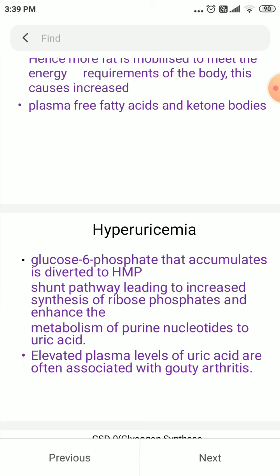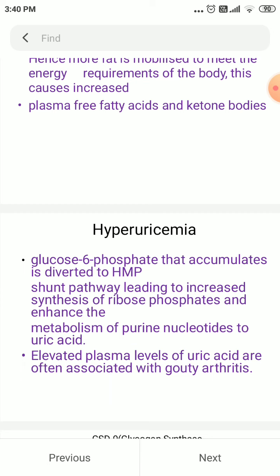There the glucose 6-phosphate acts as a precursor molecule for the synthesis of many hexoses and even pentoses. So it is getting accumulated and diverted to the HMP shunt pathway, further leading to increased synthesis of ribose phosphates, that is ribose 5-phosphate, and of course ribulose 5-phosphate, all going to be formed in the HMP. It also enhances the metabolism of the other purine nucleotides, which ends up in the formation of uric acid. So these purine nucleotides are involved in the synthesis of uric acid, right?